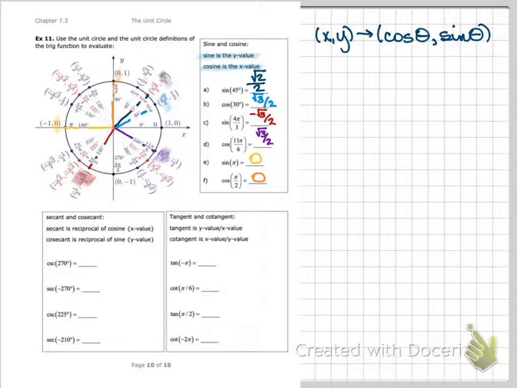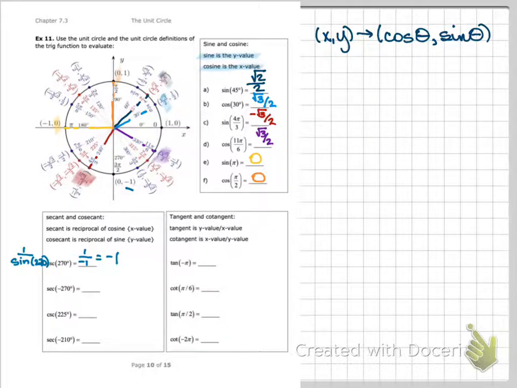So let's take a look at the bottom here. Secant and cosecant. Cosecant, we remember, let's go to just one color again. Cosecant is 1 over sine. Here we're at 270. So the sine at 270, right here, is -1. So we've got 1 over -1, which is -1.